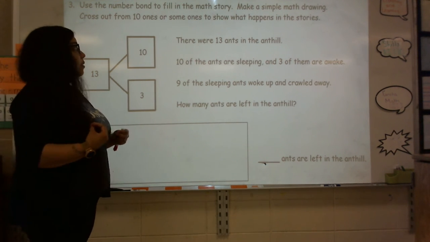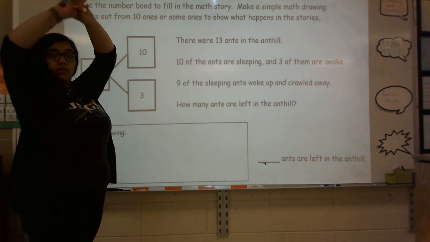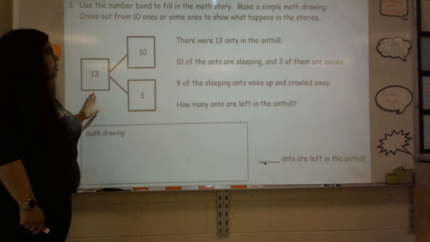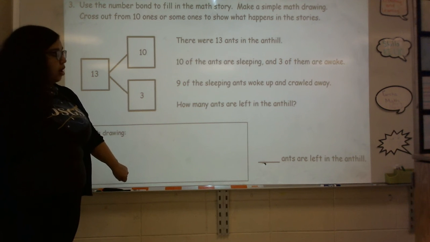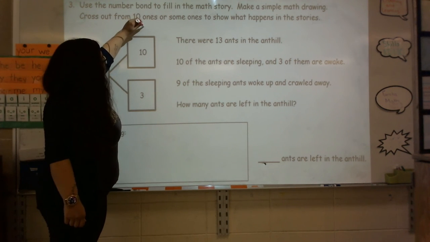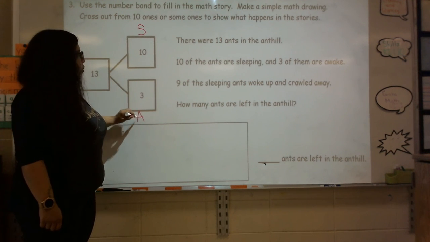Okay, so let's think about the problem. There were 13 ants in the anthill. So that's all of them, that's the whole. Is our whole represented as 13? Yes. 10 ants were sleeping and 3 were awake. Those are our parts, 10 and 3. Let's label them. 10 of the ants were sleeping and 3 of the ants were awake.